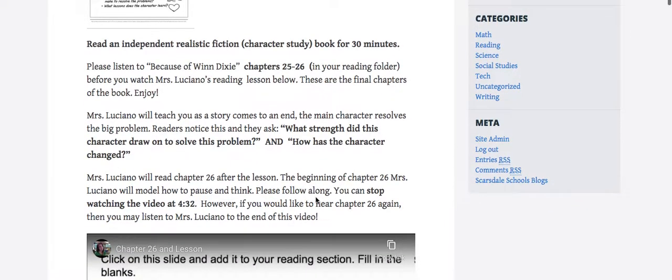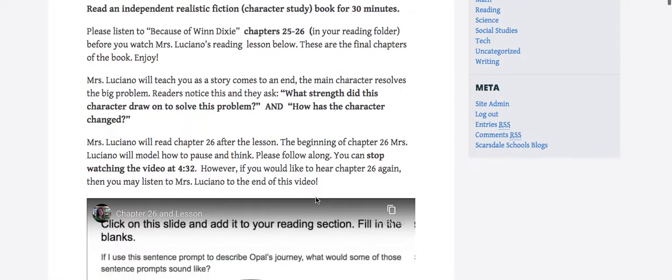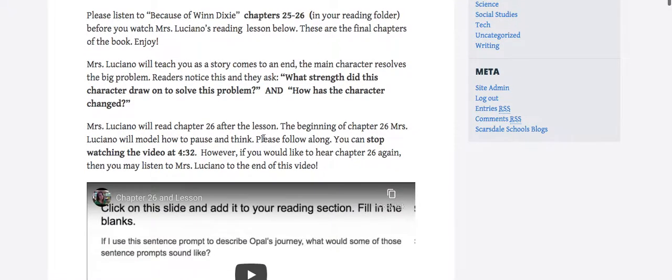We're going to try something a little different today. Mrs. Luciano will do our reading lesson for today, and she's going to teach you as the story comes to an end, the main character has to resolve his or her big problem. So readers are going to notice what strength did a character have to solve this problem? And how has the character changed?